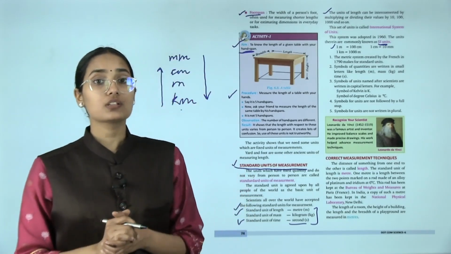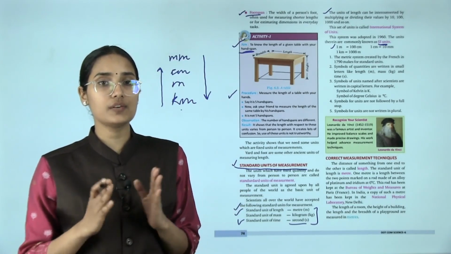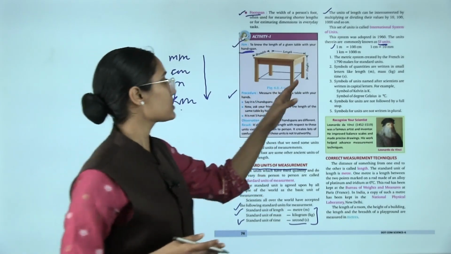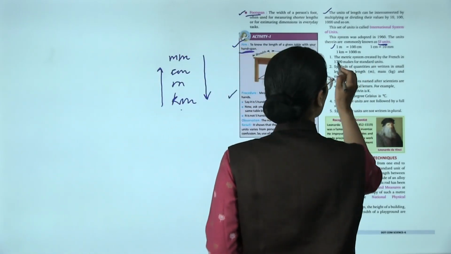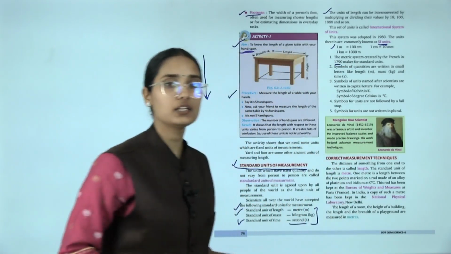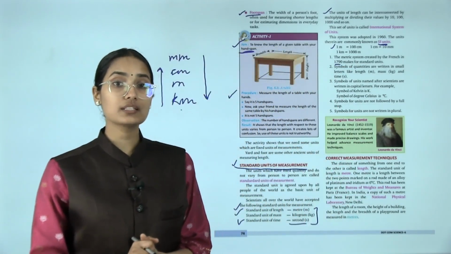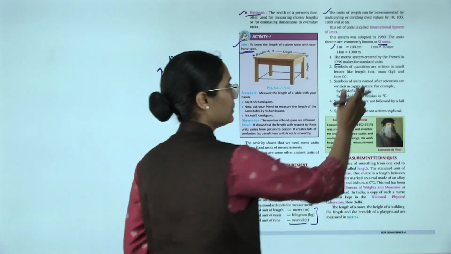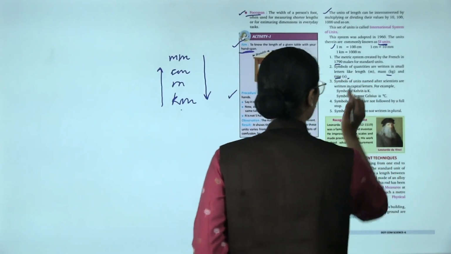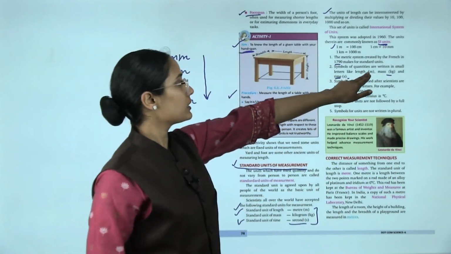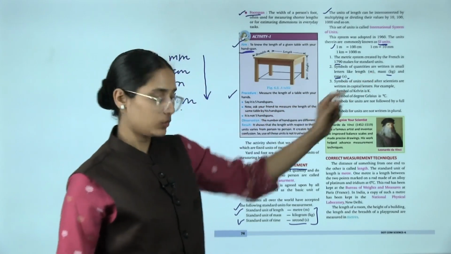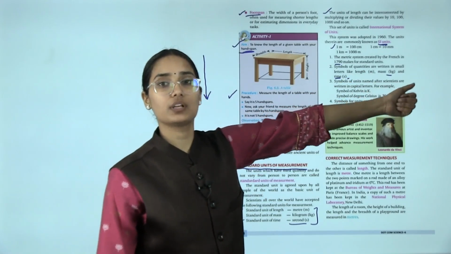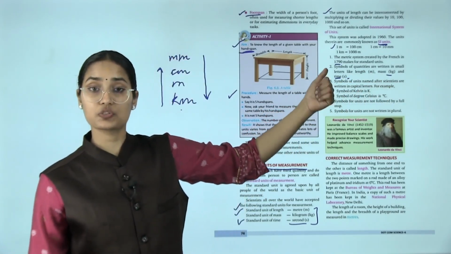Let's do it. So the metric system created by the French in 1790 makes the standard units, okay. Symbols for quantities are written in small letters like length in m, mass in kg and time in s, okay. Can you see, length is written with m, which means meter, and it is written with a small m, right. Similarly small kg, similarly small s, which means second.